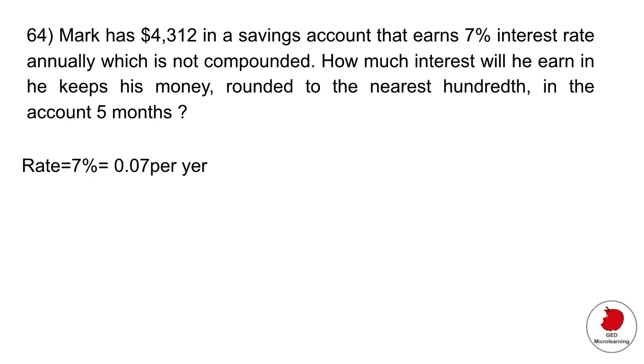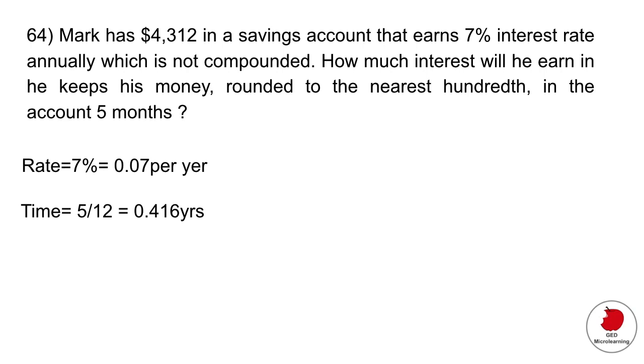So the rate is 7% annually. If we change it into decimals, that's 0.07 per year. The second thing is the time, right? So it's actually 5 months over 12 months, which gives you 0.4 years, okay? Because everything has to be in years, all right? So the rate and the time have to be in the same unit of time, which is years.